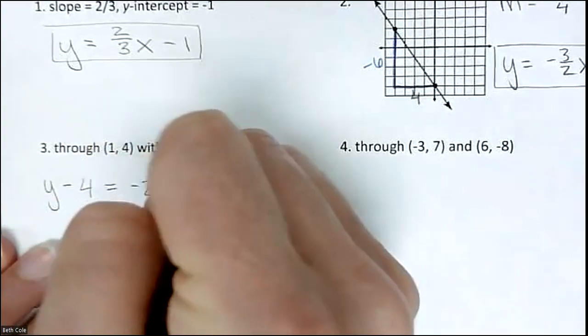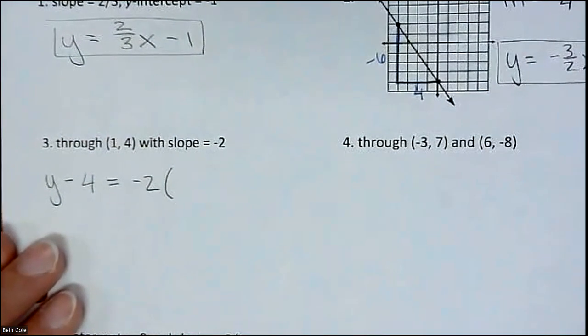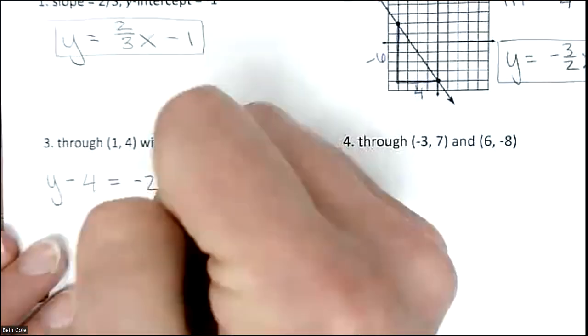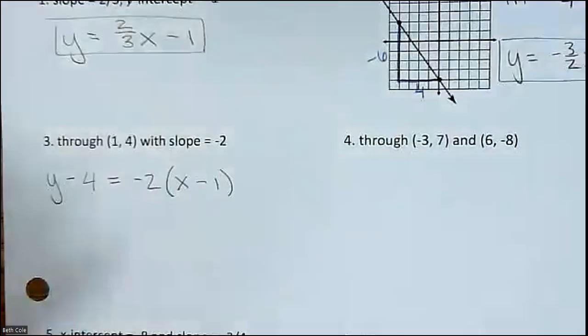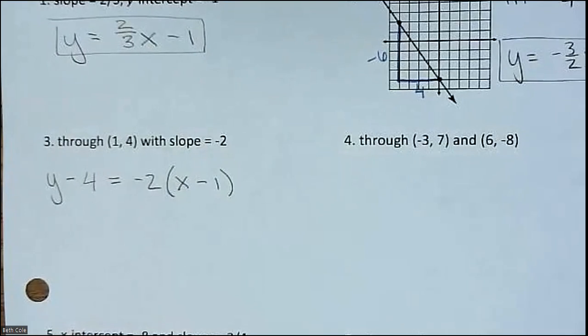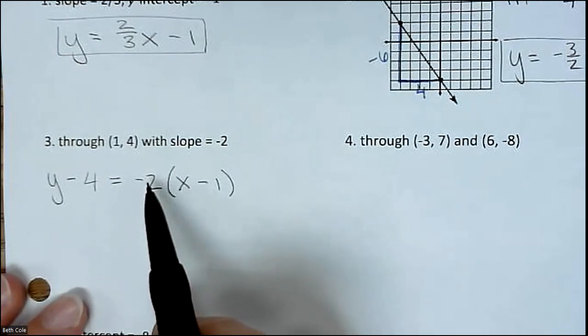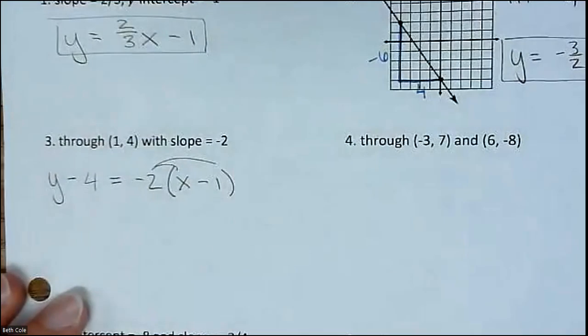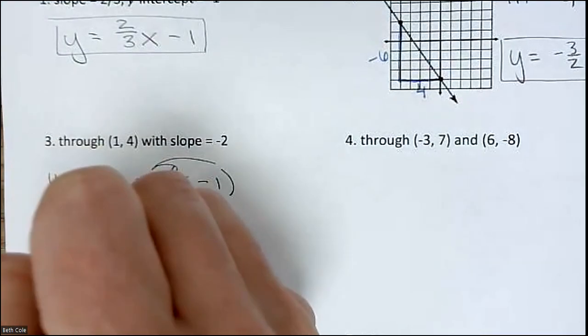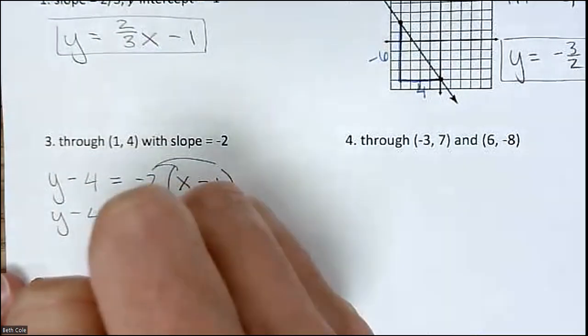Negative 2. That's your slope. Parenthesis. Write this down. X minus 1. And then you just have to rearrange it so that y is by yourself. It's only 2 steps. What's our first step? What do we have to do with this negative 2? Distribute. So it'll be y minus 4 equals, what would that be? Negative 2x.